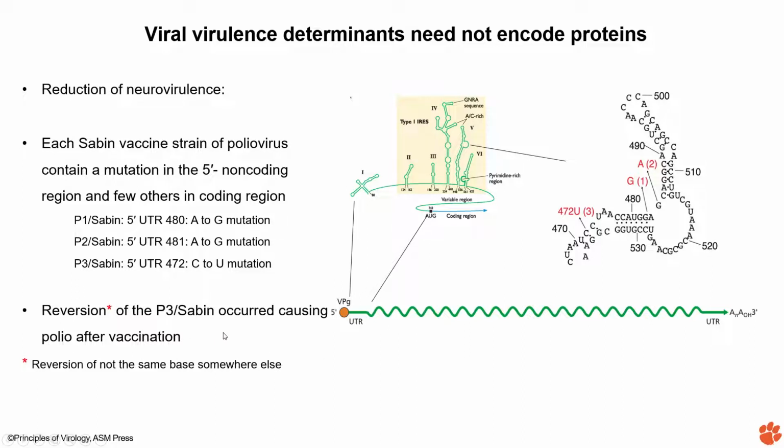But it has been observed that the mutation remains, but somewhere else, naturally, as the vaccine is given to children and others, a mutation somewhere else in the RNA can revert the P3 strain into the virulent strain. And that causes a considerable number of vaccine-derived polio cases. These are the live vaccine problems, and these are the things people fear, that live vaccines can give the disease.